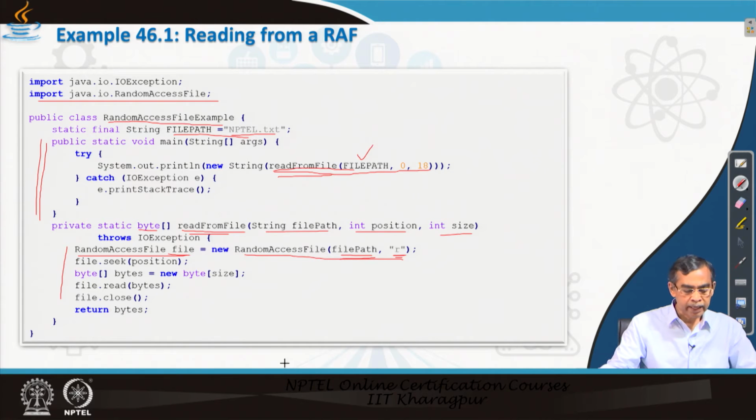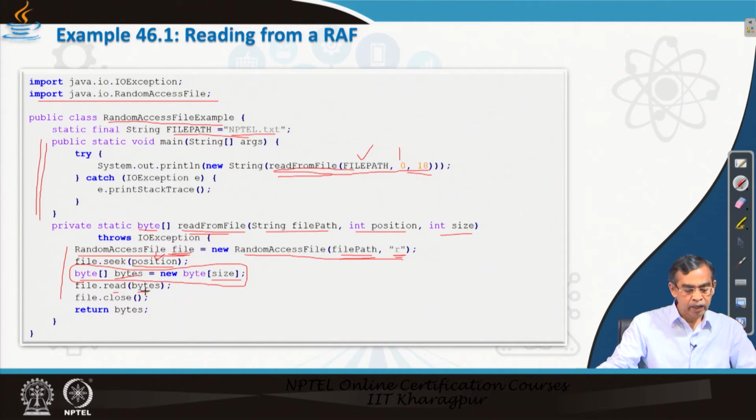So, this is the file object and this is the mode that we pass. So, we create an object RandomAccessFile, then file seek position, that means we start from 0 position, whatever we pass here, 0. So, start from 0. Then here we can see we define a temporary byte array and the size of the byte array is 18 because we want to read 18 bytes. So, let us declare an array of bytes here. Now, read into these bytes.